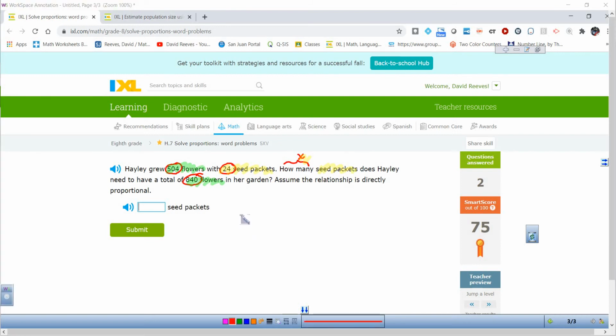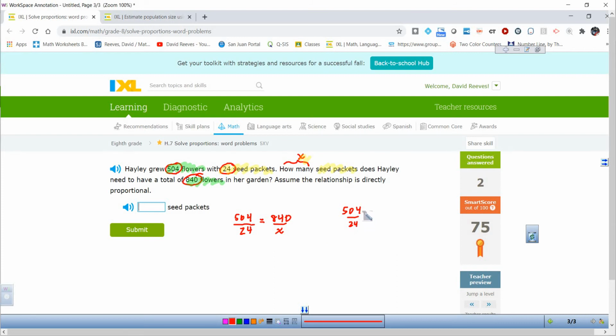So let's go ahead and write our proportion. All right, so 504. I'm going to go ahead and leave off the labels now because I think you get the idea, right? 504 over 24, so flowers per seed packet, right? And over here we have flowers per seed packet. All right. Now, again, I think they're saying this one's more difficult because the numbers are bigger. Remember what I said that it's good to do? See if you can actually simplify 504 over 24.